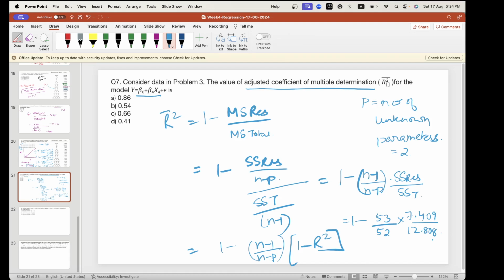All right. So then what is the thing? 53 divided by 52 into 7.409 divided by 12.808, 1 minus of this. This is approximately 0.4104. So this is 0.41.